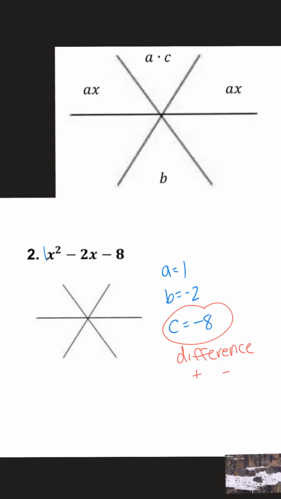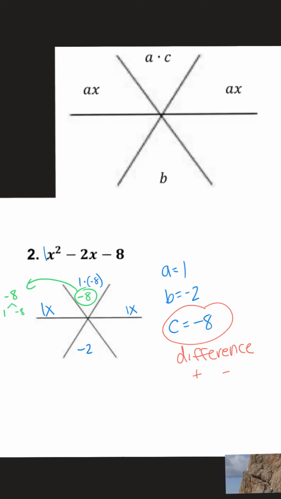Let's fill in our butterfly. So we'll have 1x and 1x, and on the top we'll have 1 times -8 and -2 on the bottom. And 1 times -8 gives me -8. So I'm going to come over here, talk about my factors of -8. So we have 1 and -8.